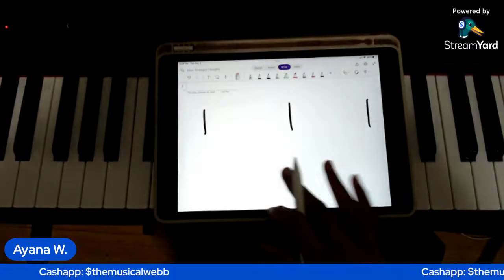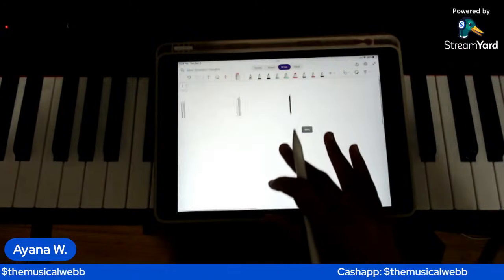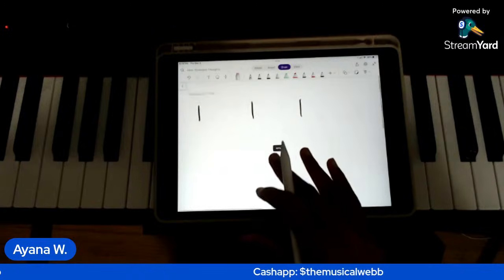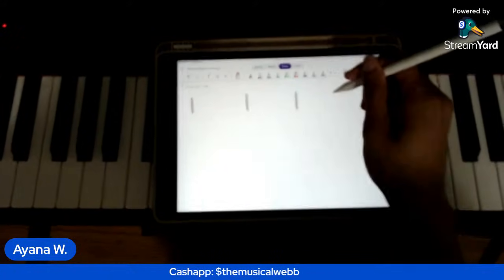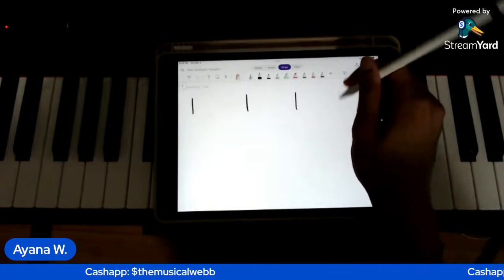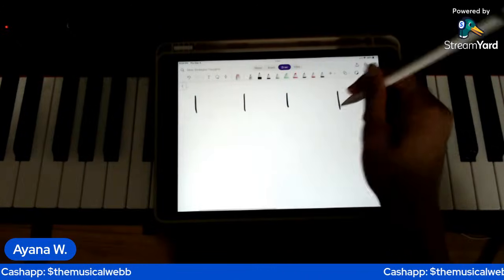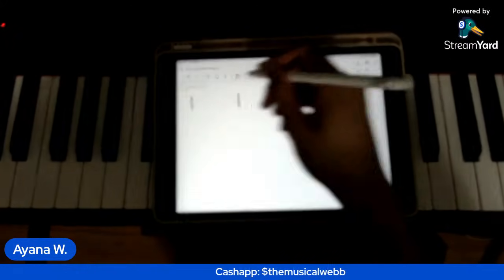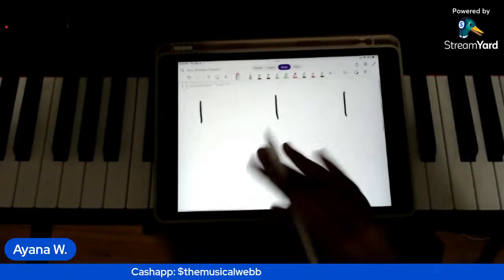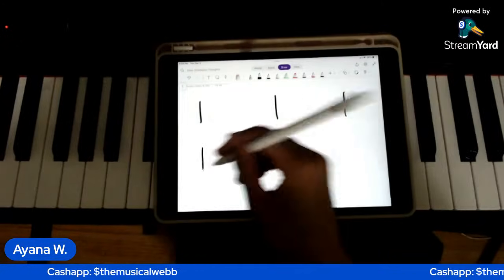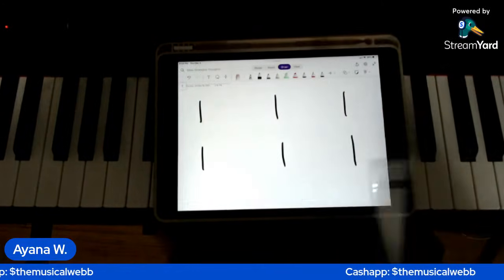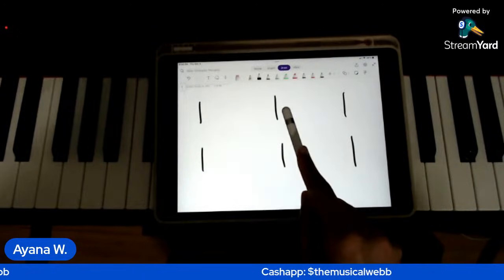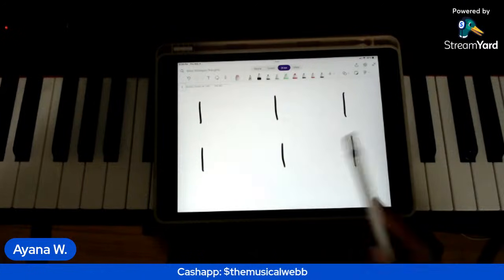So let's go over a 4-measure exercise. We have measure 1, measure 2. Let's add 2 more just to make it fun. As a matter of fact, we're going to erase these and put them at the bottom so we can see a bigger screen here. So this is measure 1, measure 2, measure 3, measure 4.